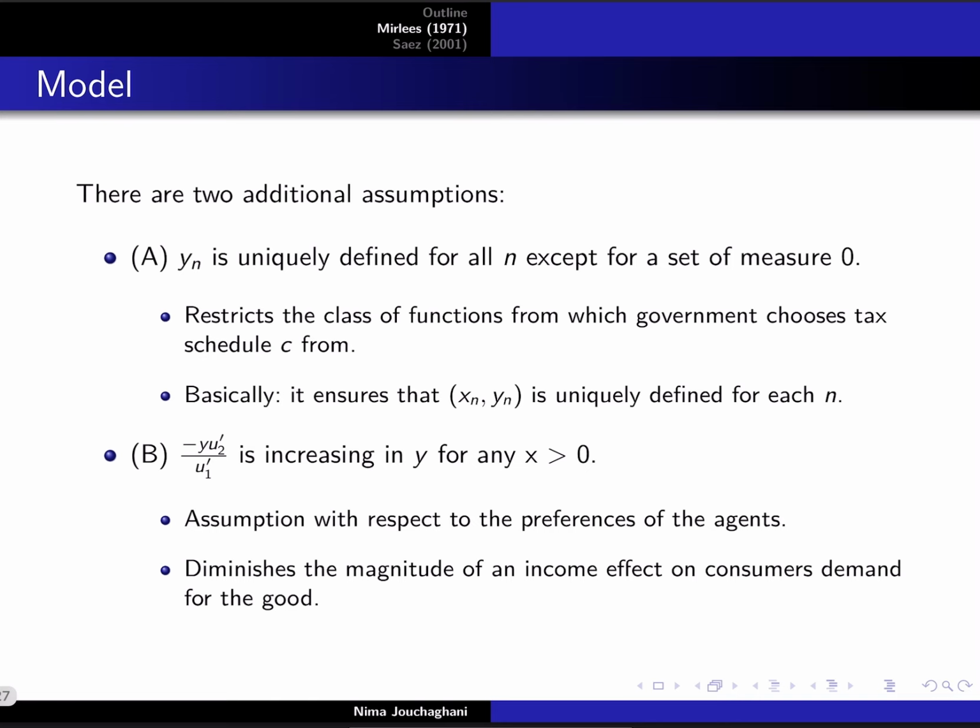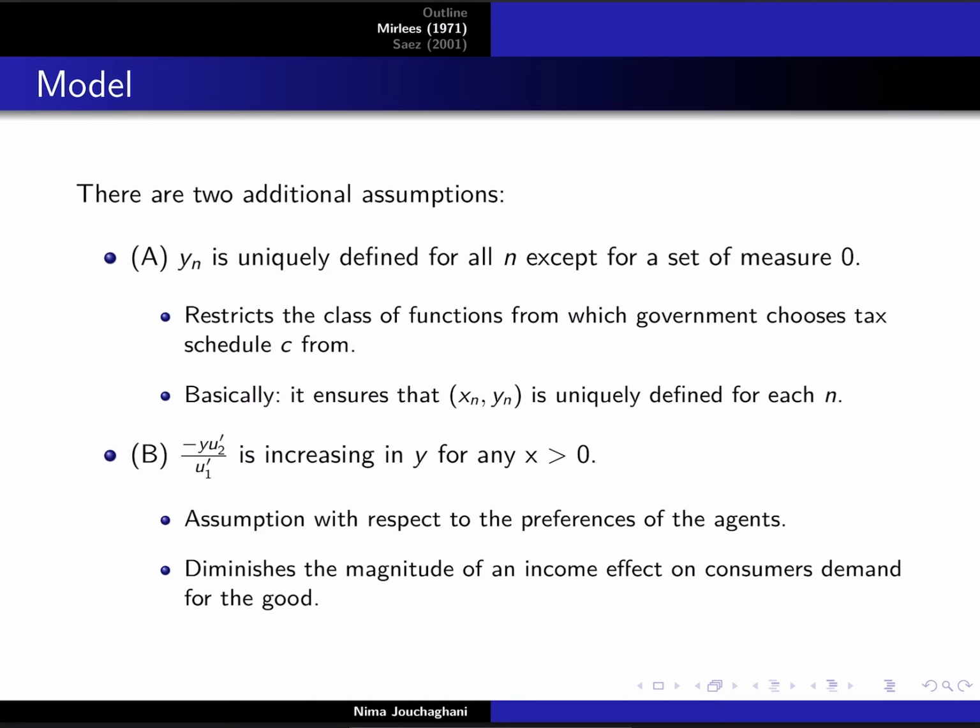Okay, there are two additional assumptions in the paper. One, I think they're called A and B in the paper. A is making sure that the solution of the individuals, when they're maximizing the utility function with respect to consumption and labor supply or working time, is unique.